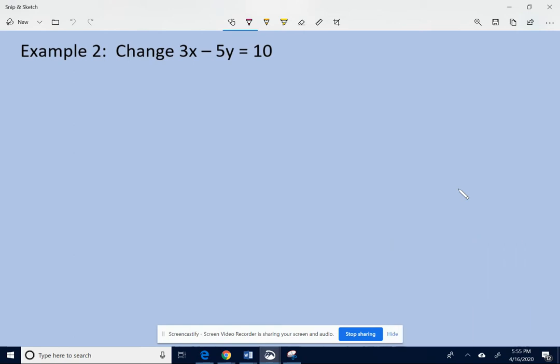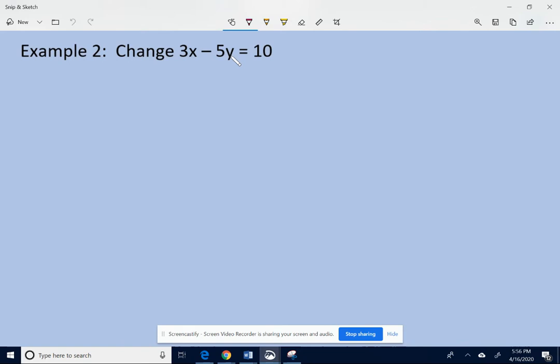Okay, so first, what we want to do is think about what's going on here. Think about y, because we're solving for y. Negative 5 is multiplied to y, because it's right in front of it. 3x is being added. Remember, there is no subtraction symbol in front of 3x, so it means it's being added to y. So 3x is being added, negative 5 is being multiplied, and we want to get rid of both of them.